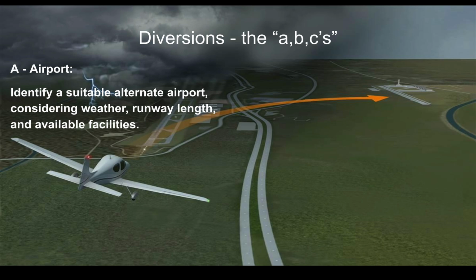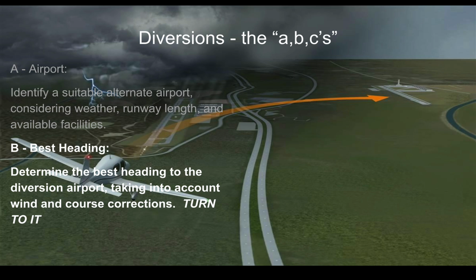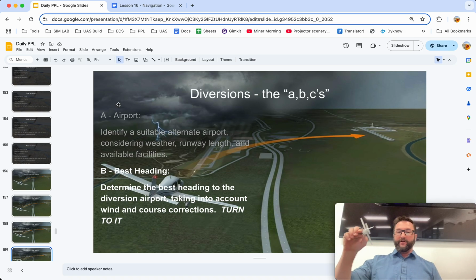That's airport, A. B is best heading. Basically, give a rough heading. Say, okay, looks like I pulled out my chart, drew a line. Looks like it's roughly a heading of 265. I'm going to turn to 265 right now. Now, if you have a GPS in the plane, you can just dial that in and turn to that heading. But you don't want to be going in the wrong direction.